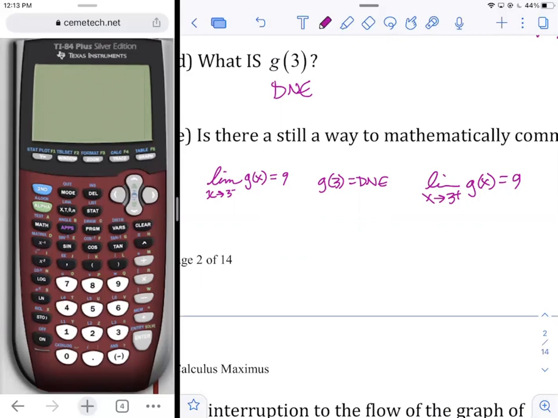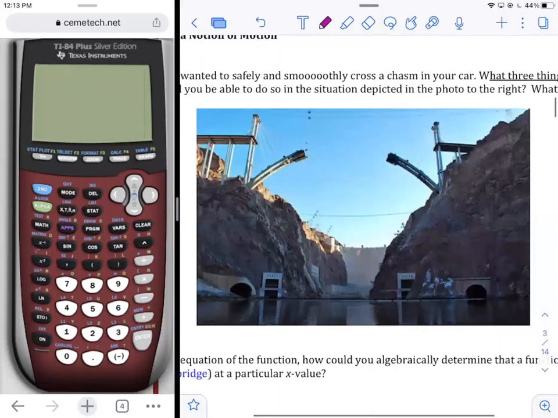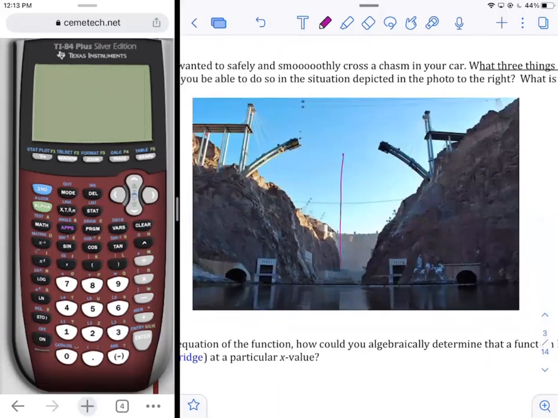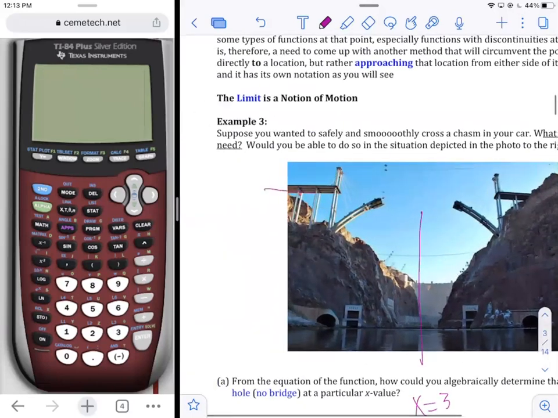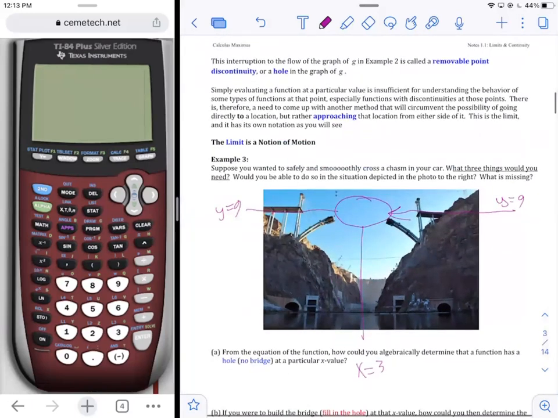Do your worksheet. The bridge is out, right? And there's the picture of it, okay? To say what we just did here, this would be like x equals 3. And the road coming in from the left was approaching y equals 9. And the road going out on the right was also at y equals 9, but the bridge was out, okay? And we have a hole. We have a hole, okay?